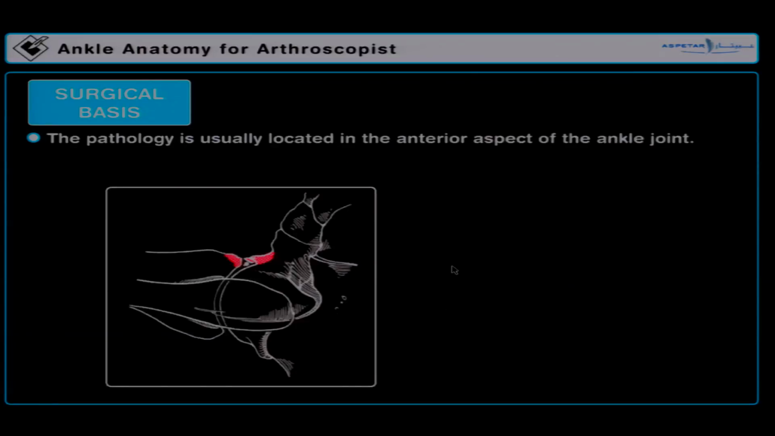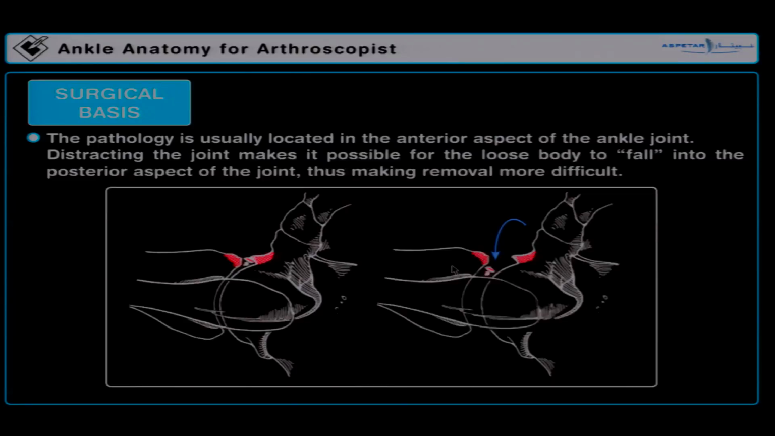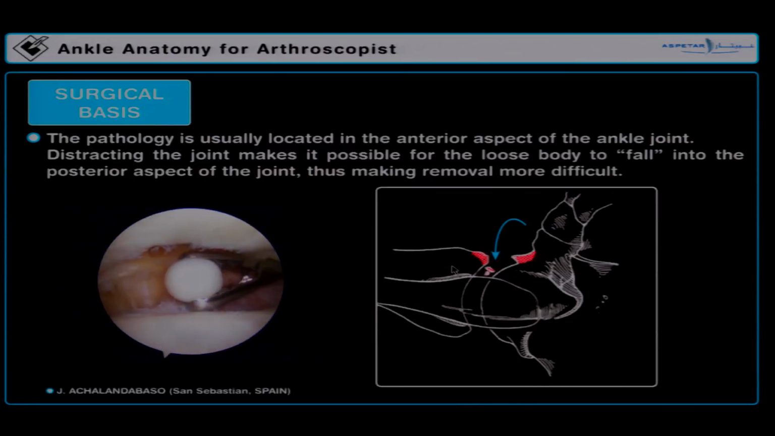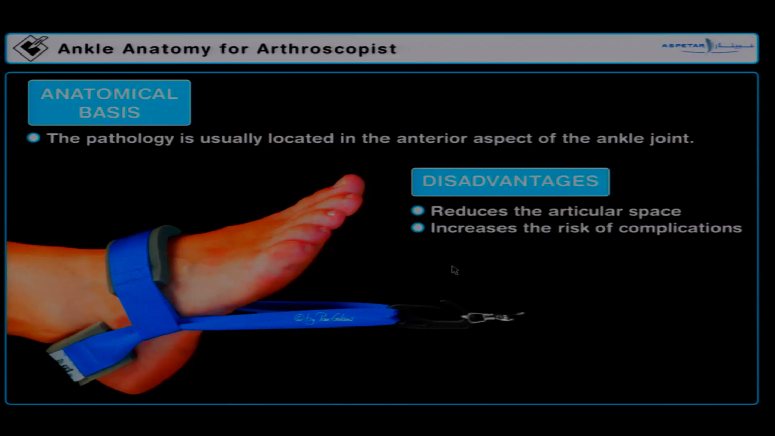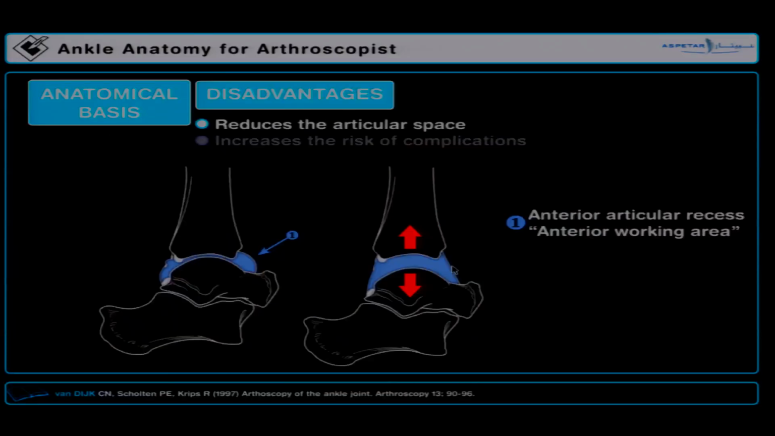Normally, the pathology is usually located in the anterior aspect of the ankle joint. Distracting the joint makes it possible for loose bodies to fall into the posterior aspect of the joint, thus making removal more difficult. This is important to remember. From the point of view of anatomical basis, if the pathology is located in the anterior aspect of the ankle joint, the distraction has some disadvantages: it reduces the articular space and increases the risk of complications.